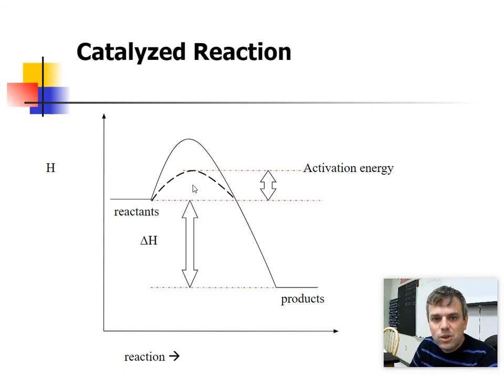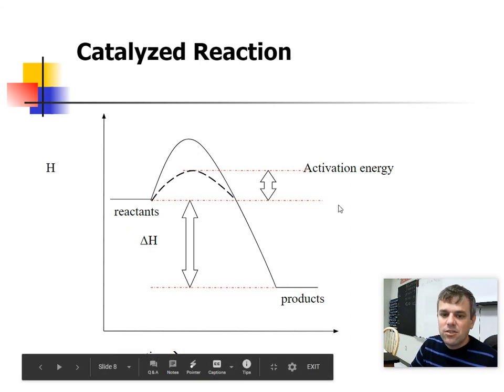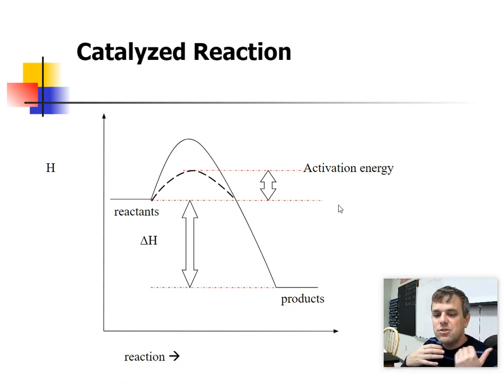This shows what would happen if you catalyze a reaction. What a catalyst does is it lowers this activation energy barrier so that the reactants can more easily get to the products. They don't have to have as much energy to proceed from reactants to products. And so it makes the reaction happen faster.